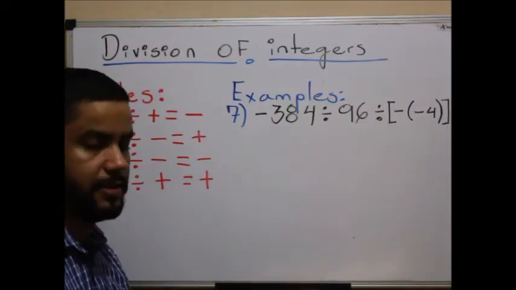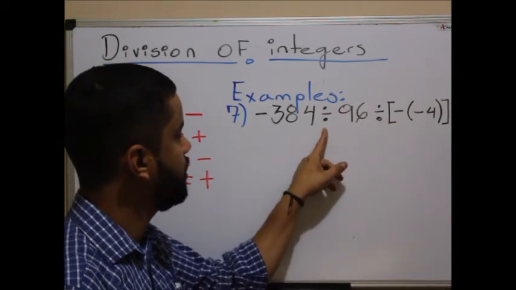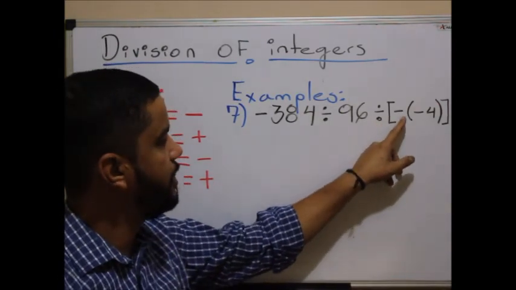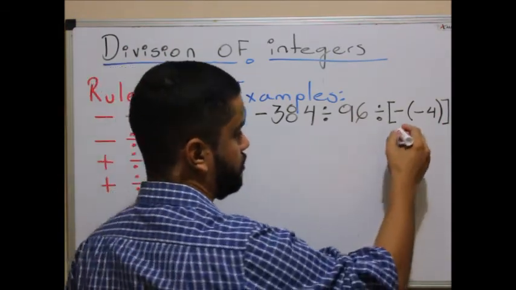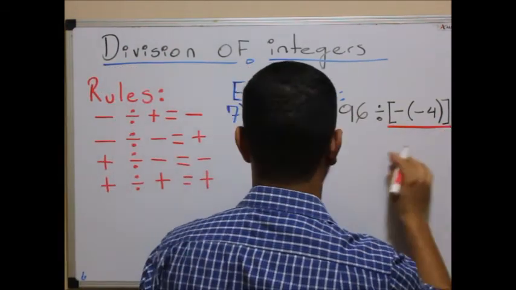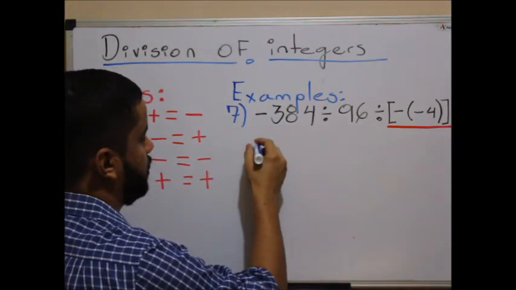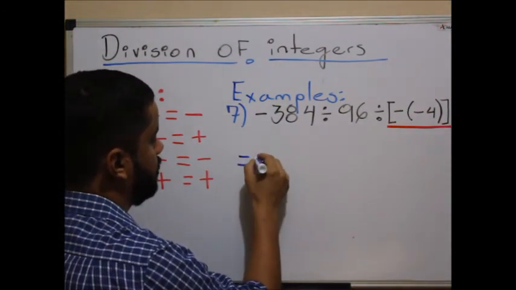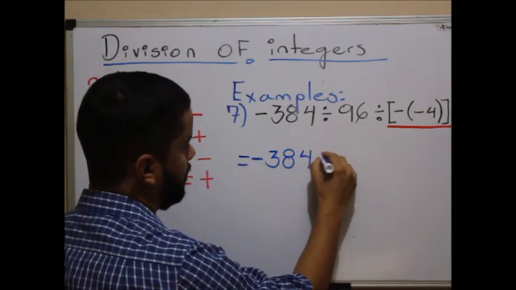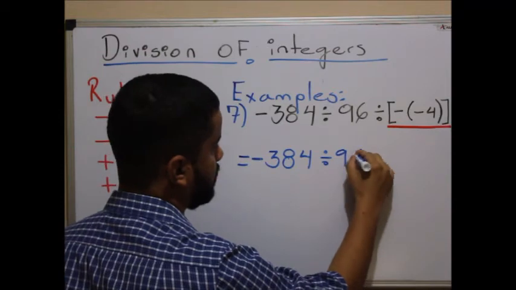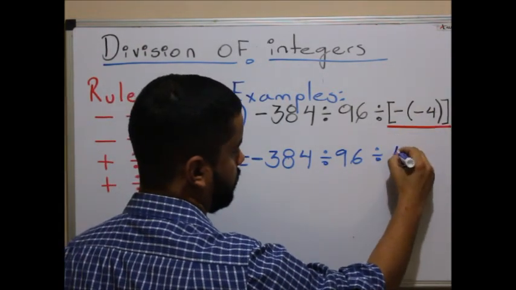And for our last example, that is negative 384 divided by 96 divided by negative 94. We're going to start solving first this double sign, and we're going to write down the new numerical expression. So here we're going to have equal negative 384 divided by negative 6 divided by a double negative sign is positive, so we're going to write down just the 4.